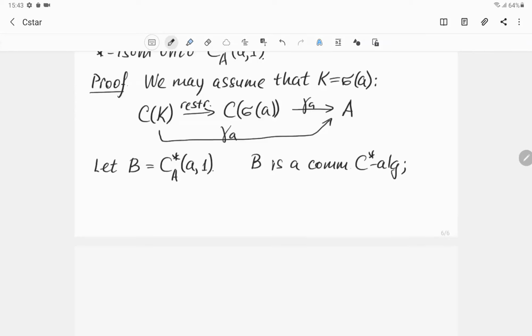And let's also recall the spectral invariance result, which says that the spectrum of A calculated with respect to B is the same as the spectrum of A calculated with respect to the bigger algebra A. This is the spectral invariance.